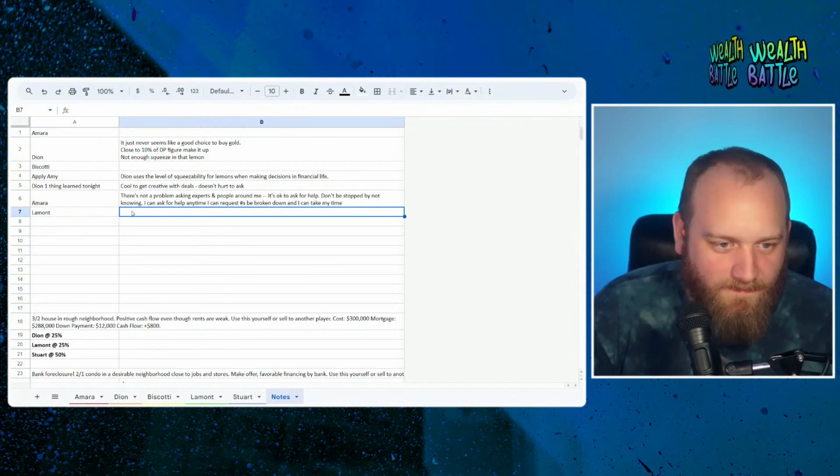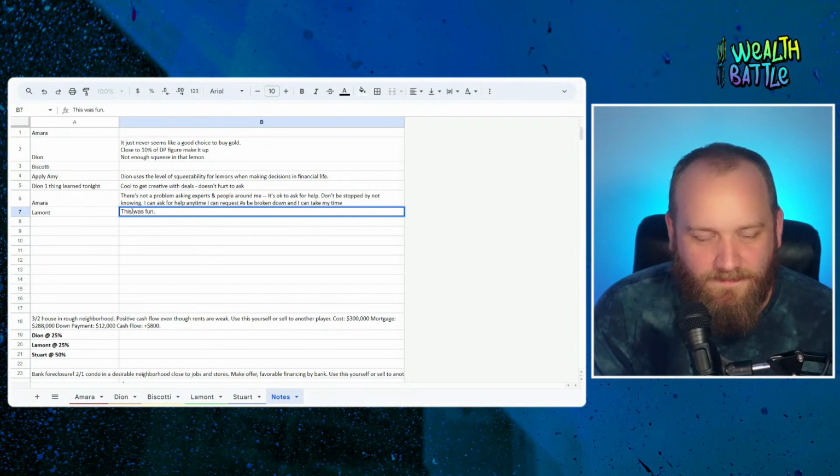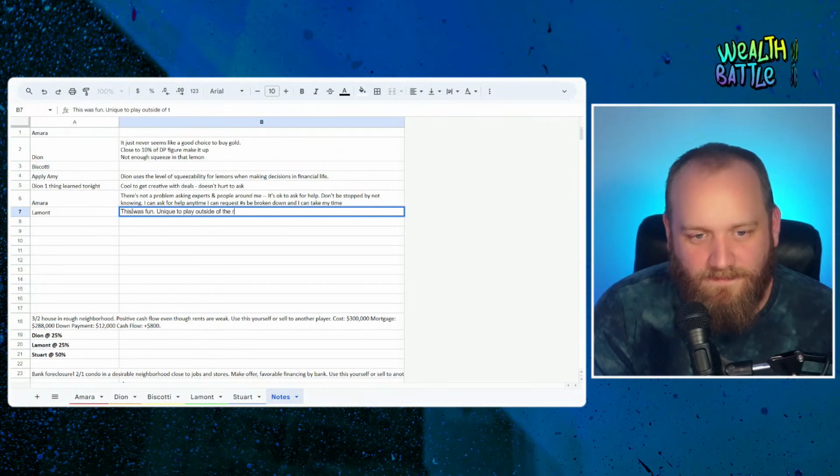Yeah, this is fun, man. I like Cash Flow. This is unique, to be able to play outside of the rules a little bit with what I'm used to playing and really make real deals with each other and really get creative in the space.